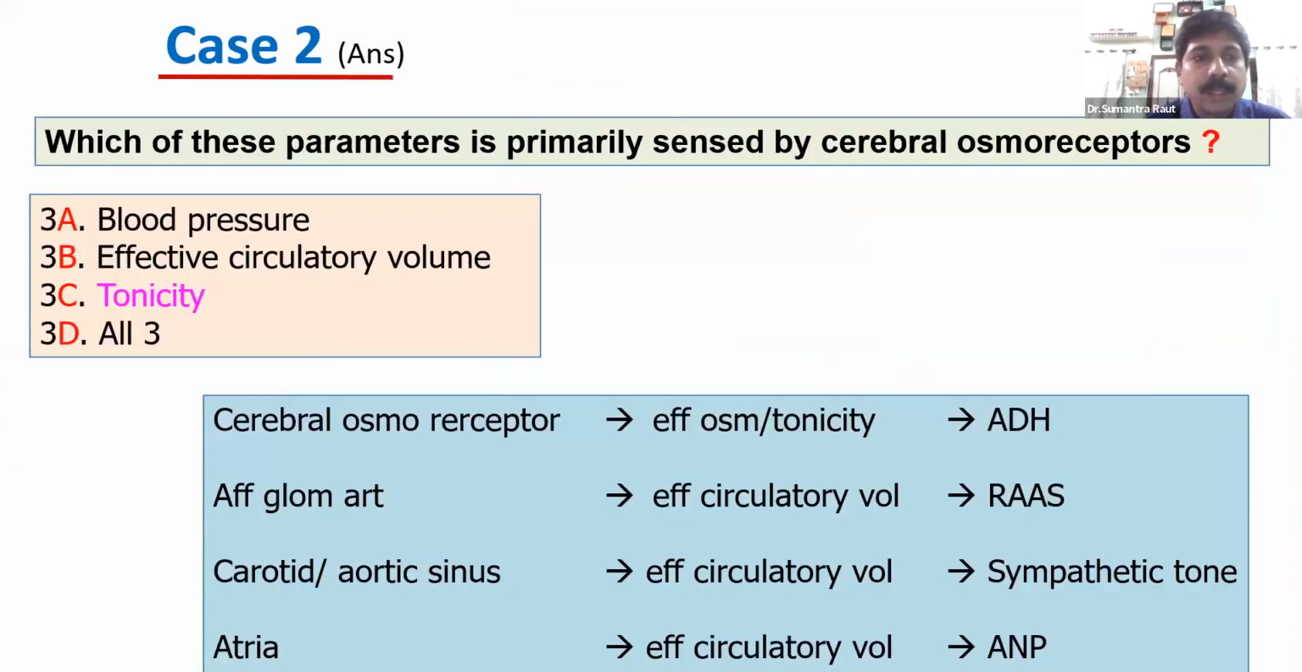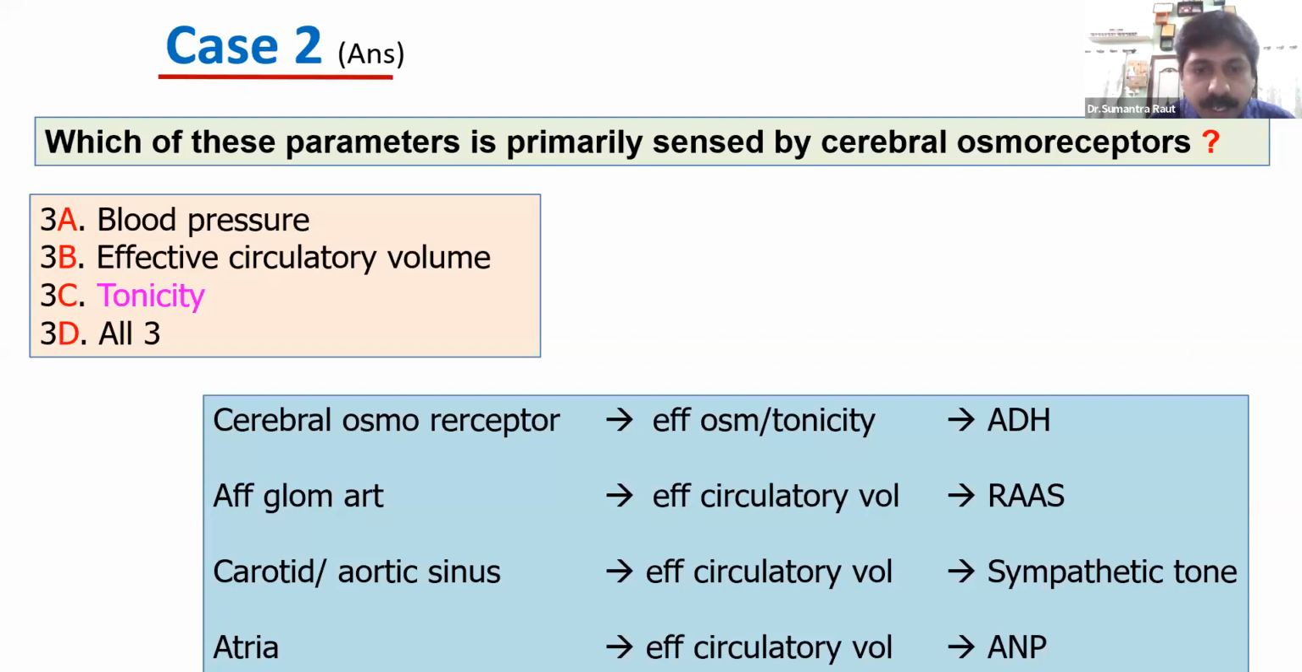So coming to our answer, cerebral osmoreceptors are basically affected by tonicity and not the volume. Most of the other osmoreceptors and water receptors are affected mostly by effective volume, just like the afferent glomerular arterioles, where the JG cells and the macula densa are, which respond to the effective circulating volume.